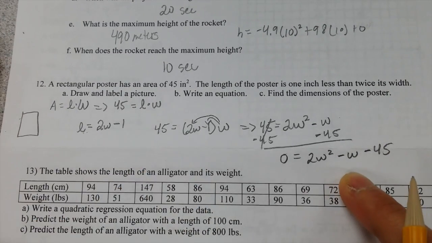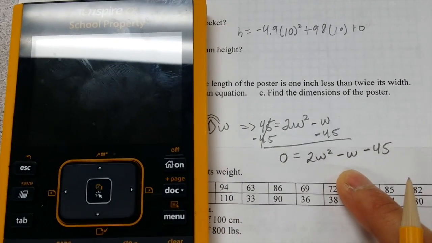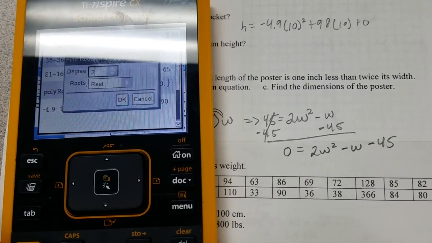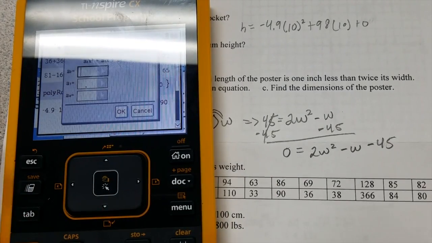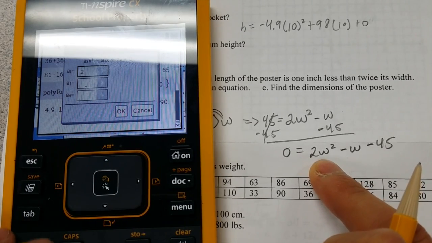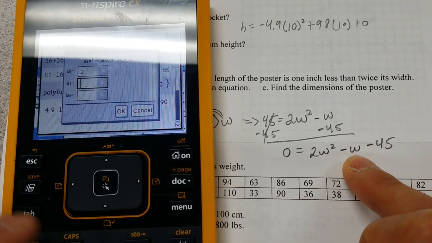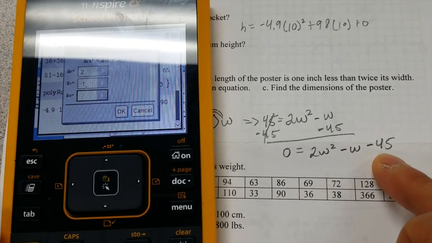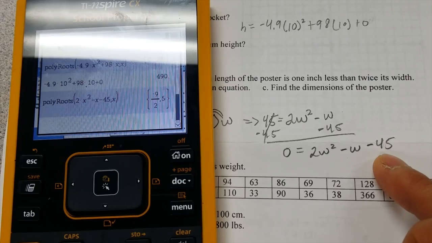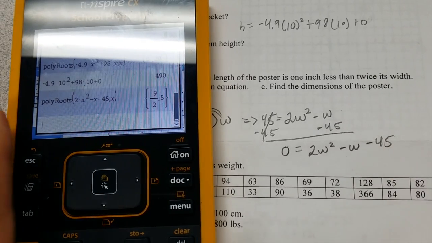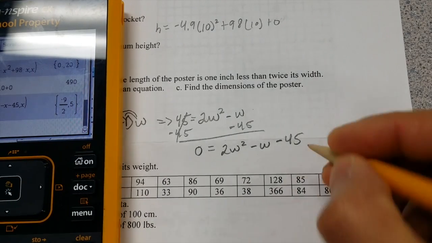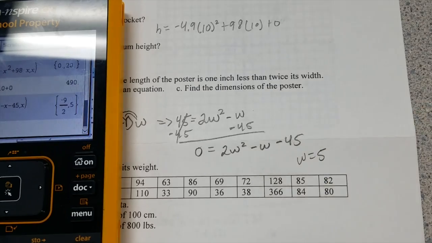Okay, now to find the width, go to your calculator and basically factor. Remember, menu 331, real number, degree is 2 because it's x squared, or W squared. So the number in front of W squared is 2. The number in front of W is negative 1. And the constant is negative 45. Press enter. And you get negative 9 over 2 comma 5. Now we know length and measurements of such things are positive, right? They're positive numbers. So our W is 5.